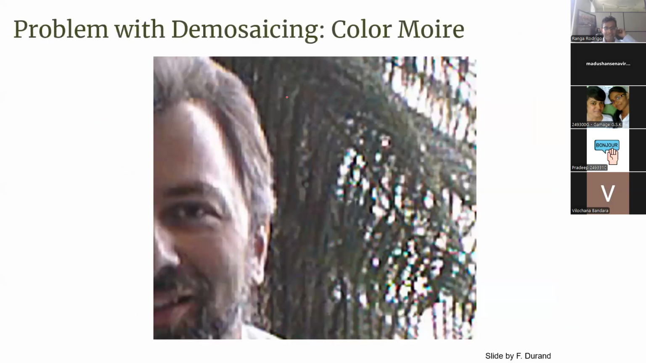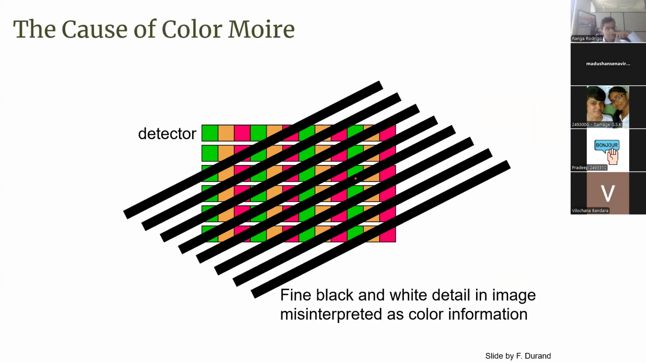Okay, so you can see problems with demosaicing also. When you demosaic these striped patterns, you can get artifacts. Fine black and white details in images can be misinterpreted as color information, sometimes because of the detector's nature.